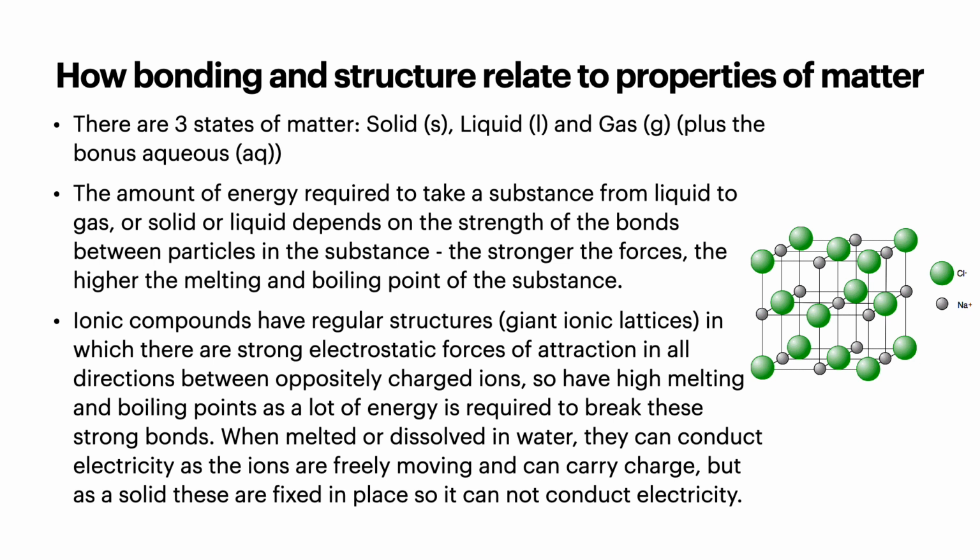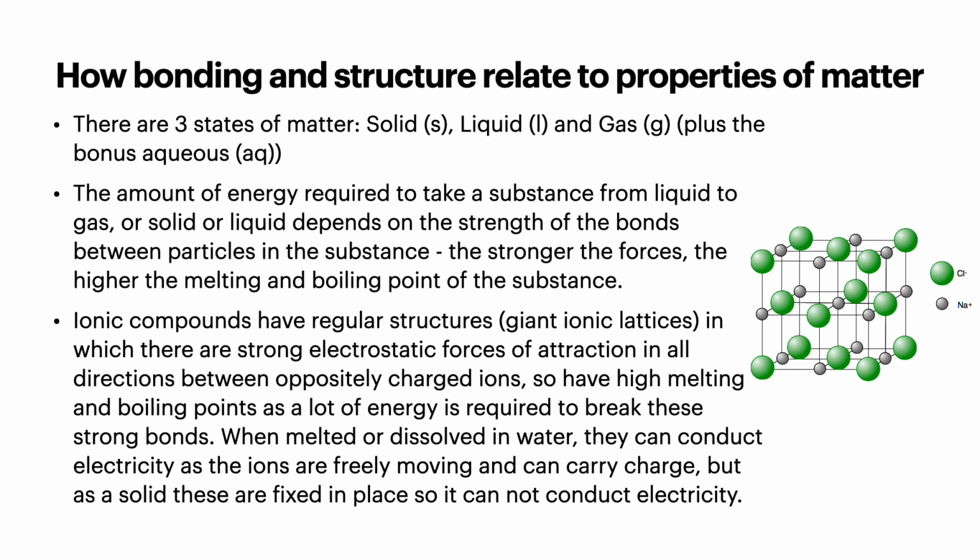Ionic compounds have regular structures, aka giant ionic lattices, in which there are strong electrostatic forces of attraction in all directions between oppositely charged ions. So essentially what we've just discussed. Because of these strong electrostatic forces between the ions, they have a high melting and boiling point, as a lot of energy is required to break these strong bonds.